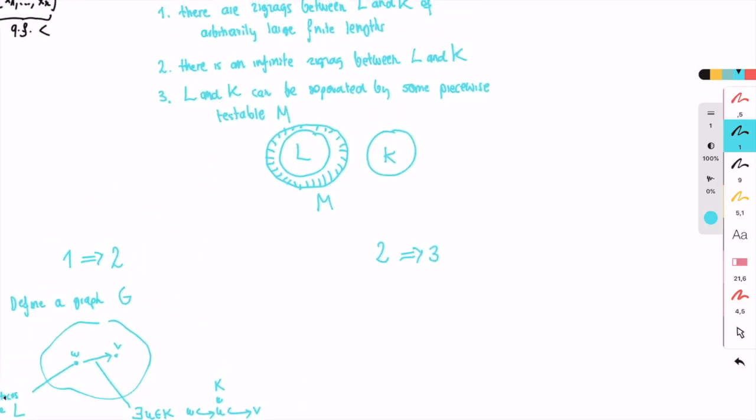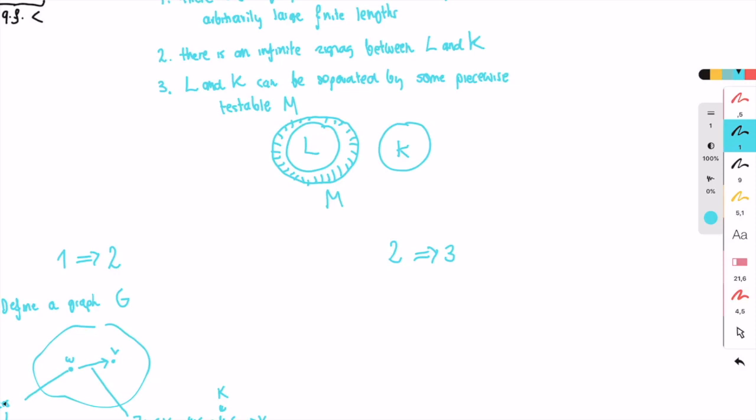What does this mean? That means that if there is an infinite zigzag, then you cannot be separated. And this is kind of super easy, because imagine you have an infinite zigzag, W1, W2, W3, W4, and so on. So if there would be some hypothetical separator, then this would belong to the separator, this would not belong to the separator. This would belong to the separator, this would not belong to the separator, and so on.